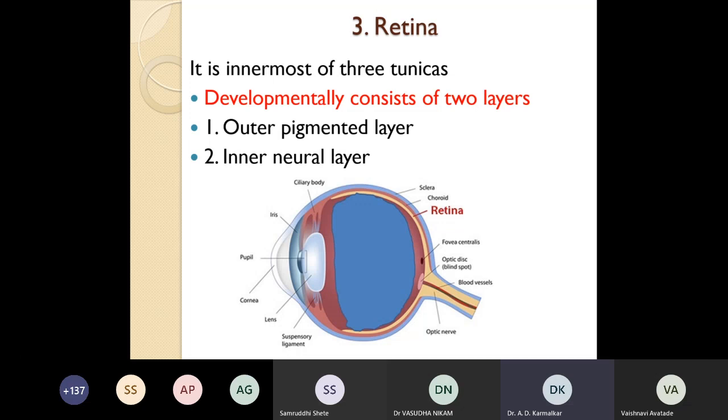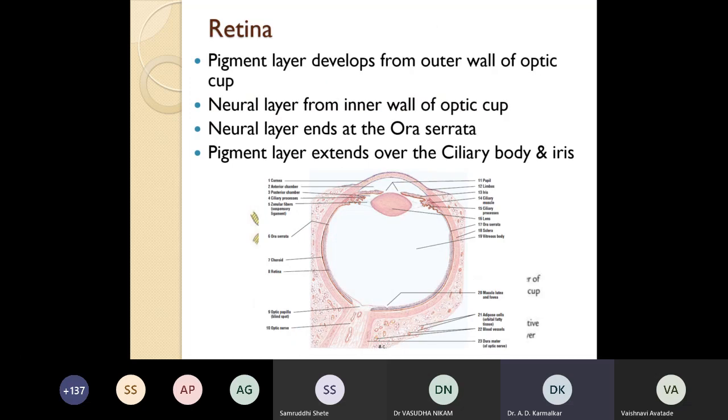So this slide we are going to see in detail. What are the different layers? What are the different cells? What is the description of each cell and the function of each cell? That we are going to see now.